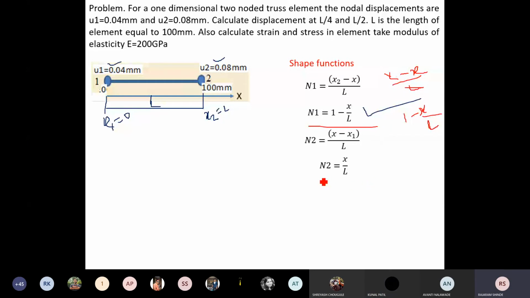Now you can see here the addition of these two shape functions, this one plus this one. Is it 1? And at node number 1, n1 is equal to 1. Am I right? Do you agree with this? That means your shape functions are correct.